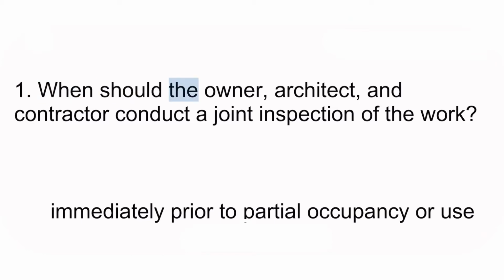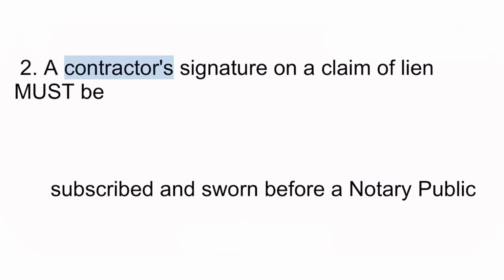1. When should the owner, architect, and contractor conduct a joint inspection of the work? Immediately prior to partial occupancy or use. 2. A contractor's signature on a claim of lien must be subscribed and sworn before a notary public.